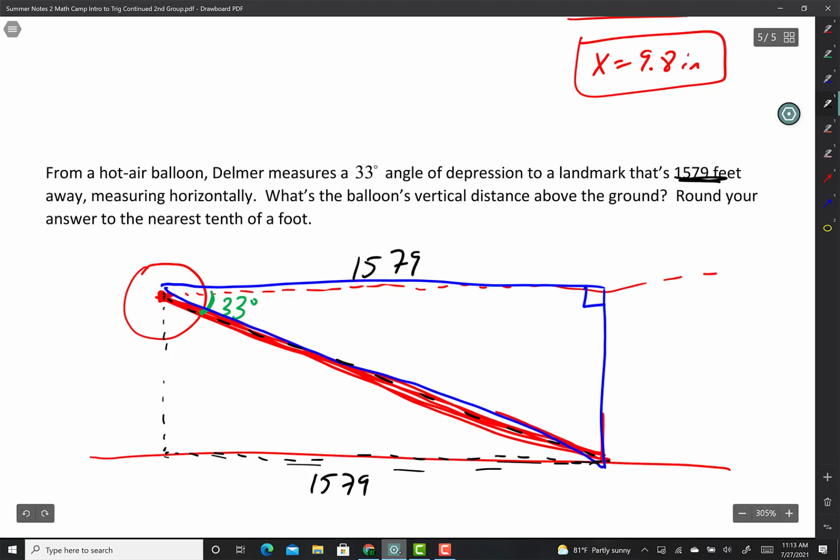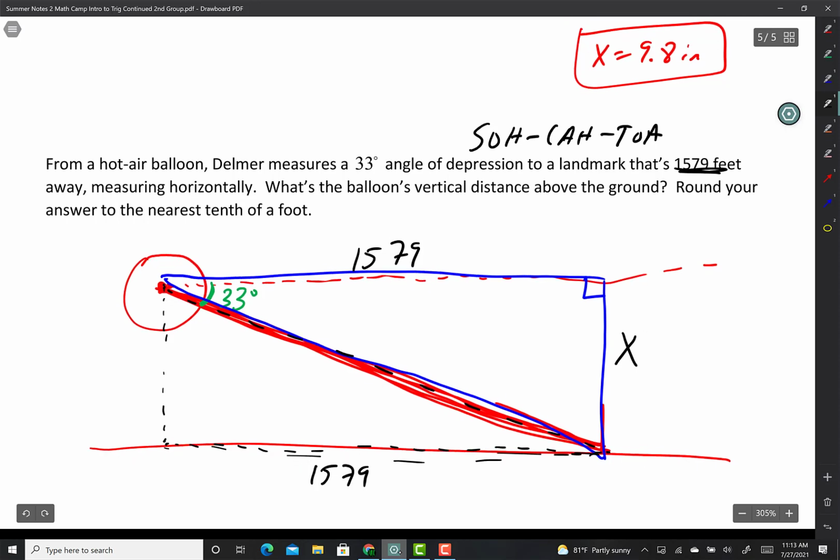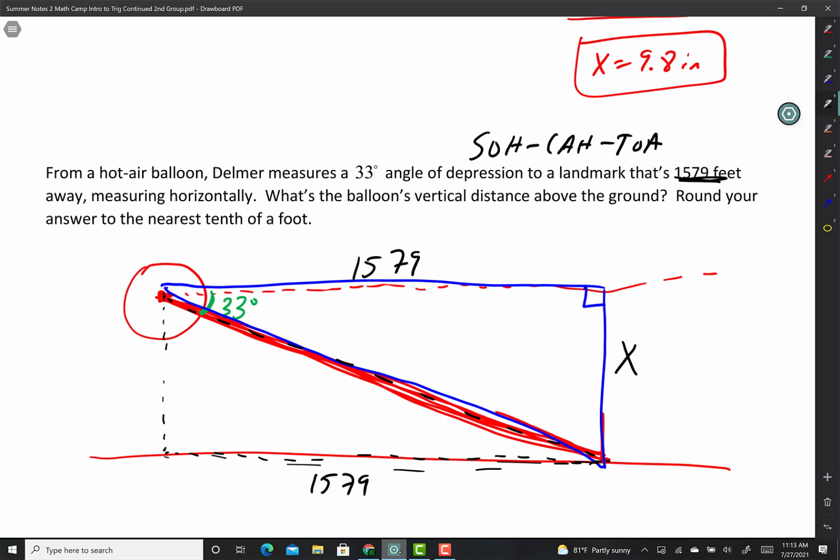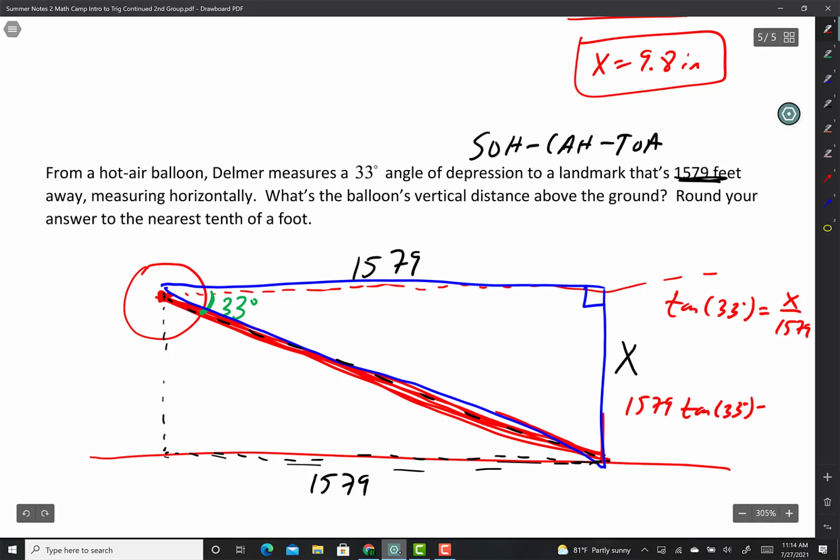All right, so here we go. What do they want? The vertical distance, so sometimes they call that the vertical displacement. So with respect to the 33 degrees, is that x opposite, adjacent, or hypotenuse? Opposite. What about the 1579? Adjacent. What am I going to use? Tan. So on the side, I'm going to write tan of 33 degrees equals opposite x over 1579. Again, you just multiply both sides by 1579 to get x by itself. So 1579 tan 33 degrees equals x.